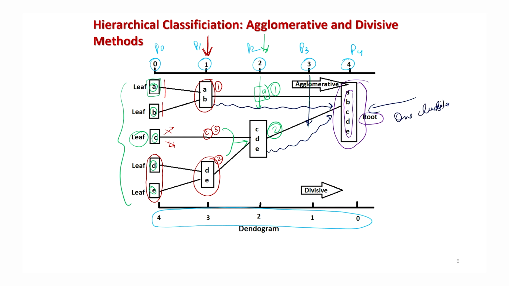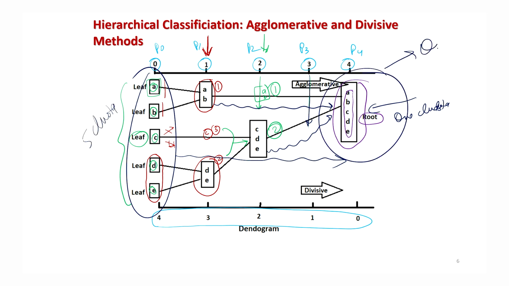So if you try to see, when you are going from left to right like this, then gradually the units in the clusters are fused together and the number of clusters is decreasing. Here we have a total of 5 clusters and here we have only one cluster. So you are trying to fuse different clusters together, and this is called the agglomerative method. Now if you think about the divisive method, it is just the opposite.